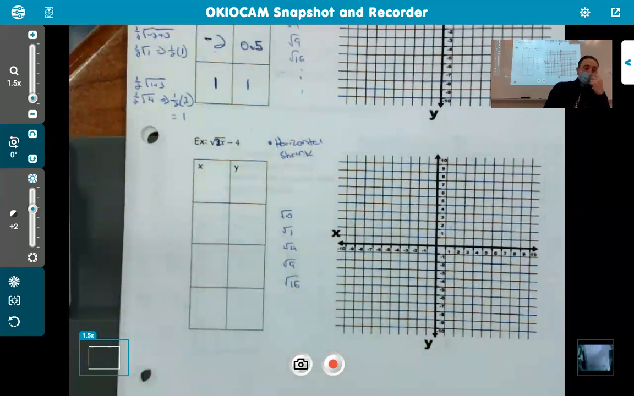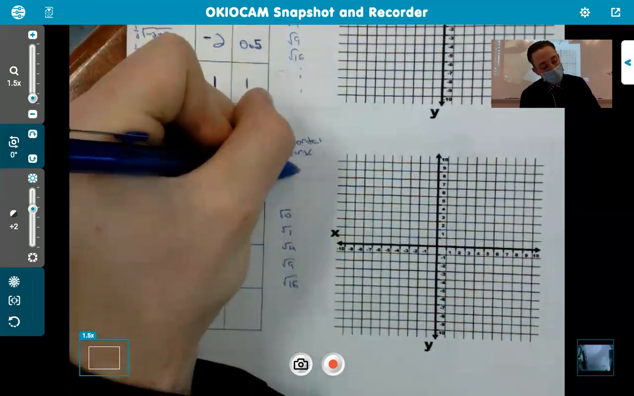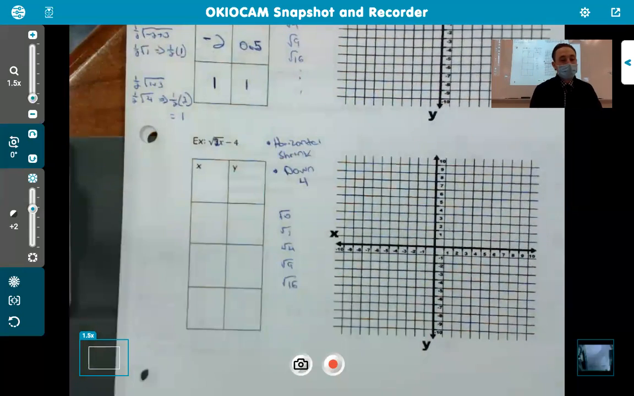What about the minus 4 on the outside? So now again, if something is on the outside, it's going to move down 4, right? So it's affecting it vertically since it's on the outside. So it's moving it down 4. Any questions about how we came to those conclusions?